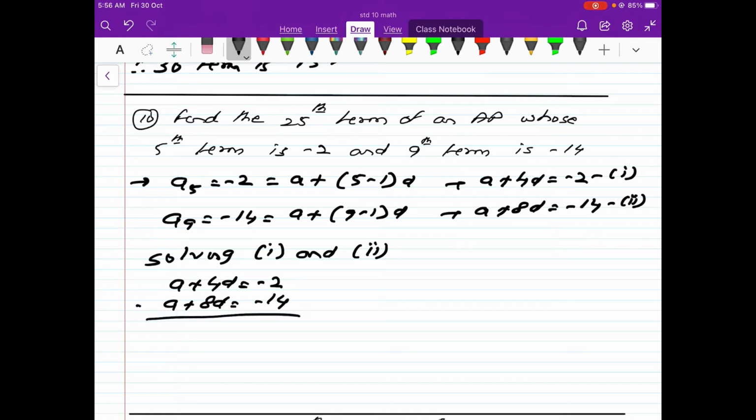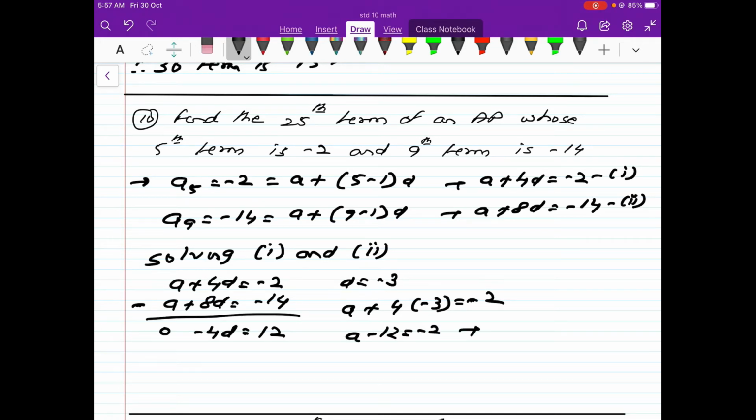When I subtract, this becomes 0. 4 minus 8 means minus 4d, and minus 2 minus of minus 14, so I will get plus 12. So I am getting d is equal to minus 3. Now when I put d in the first statement, it is a plus 4 into minus 3, which is minus 12. So a minus 12 is equal to minus 2. So a is equal to, when minus 12 goes across I will plus 12, 12 minus 2 means 10.